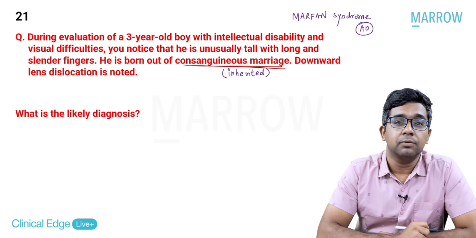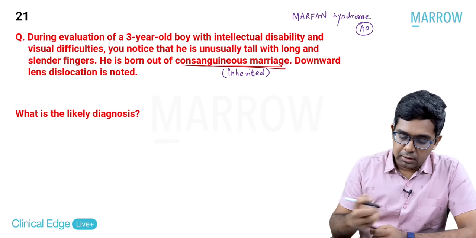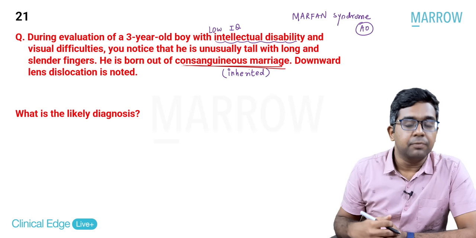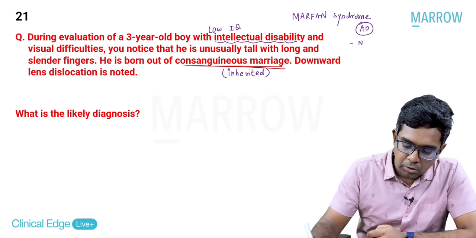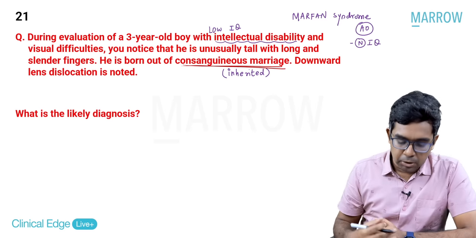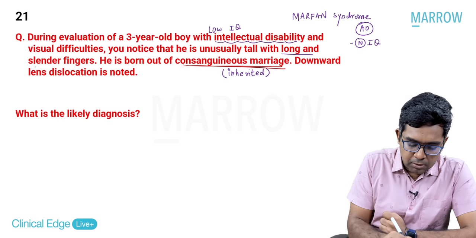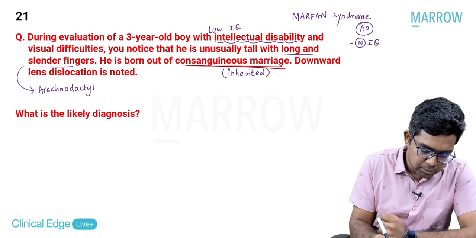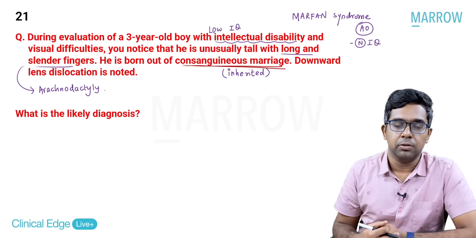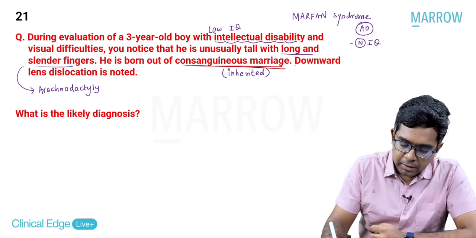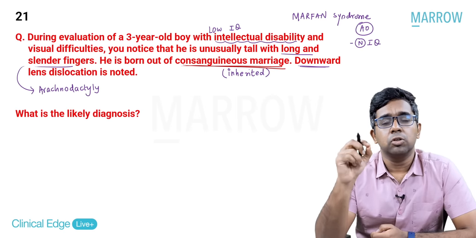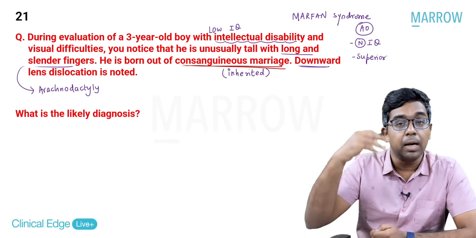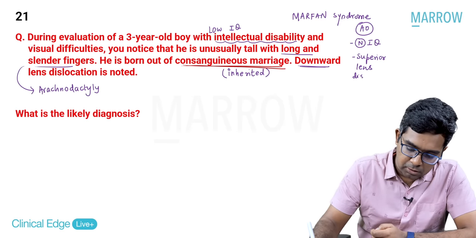But is this Marfan syndrome? First of all, it is very, very unlikely because it is written the child is having intellectual disability. What does intellectual disability mean? Low IQ. Does Marfan syndrome have low IQ? No, Marfan syndrome patients usually have a normal IQ, number one. Number two, they can have long and slender fingers. What are these long and slender fingers called? It is called arachnodactyly. That can actually be noted in Marfan syndrome also, so that is not a point against Marfan syndrome. Now look at the last point. What is that? Downward lens dislocation is noted. Of course, in Marfan syndrome also, you notice lens dislocation, but it's a superior lens dislocation. Upward lens dislocation, not downward lens dislocation.